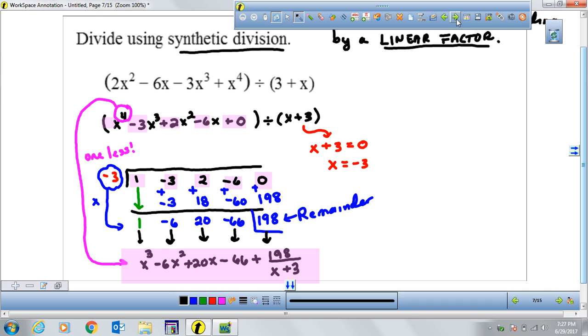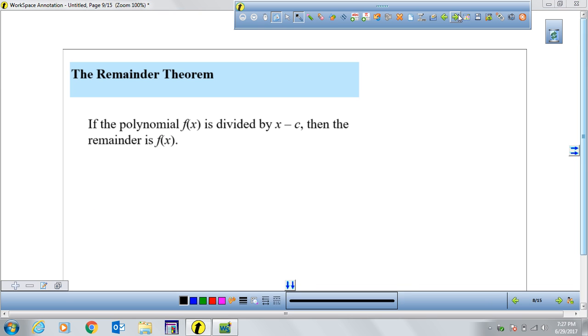There are two main applications of synthetic division. One is going to be the remainder theorem. The remainder theorem states the following: if any given polynomial f of x is divided by x minus c, then the remainder is f of c. That basically means f of c is the y value when x is equal to c.